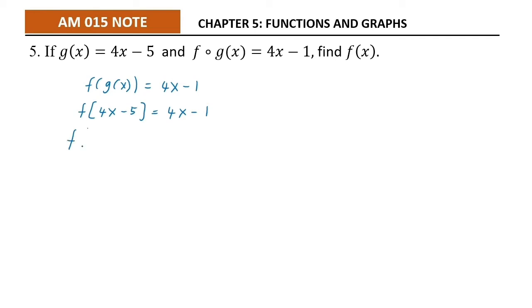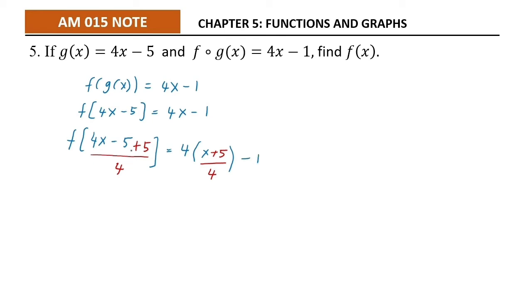Means f of (4x minus 5), and then we need to add 5 to make this 0, and then divide by 4 to make 4x become 1x. Close bracket equal to 4x. We need to put the same thing that we add and divide here into x: (x plus 5) divided by 4, close bracket, minus 1. And simplify.